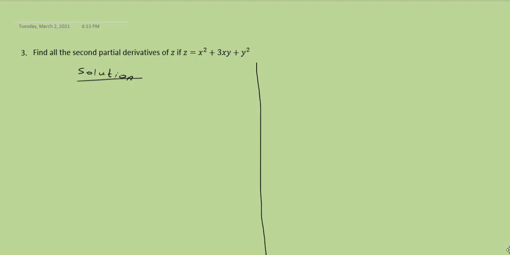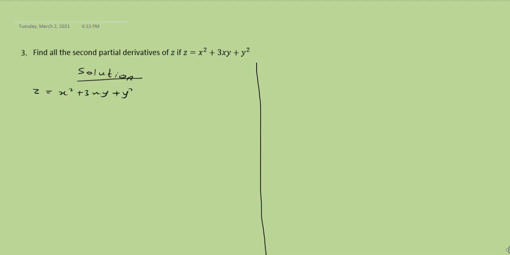So look at this question number 3. Find all the second partial derivatives of z if z is equal to x squared plus 3xy plus y squared. Now the problem here is that some people don't know what they mean by all second partial derivatives, but in this example you will see how we are going to do it. I have z equal to x squared plus 3xy plus y squared.